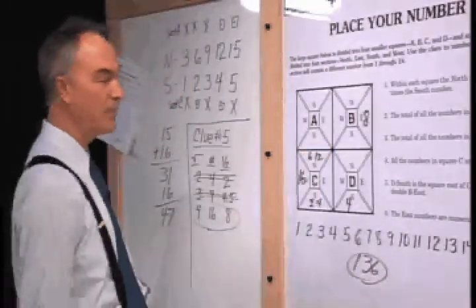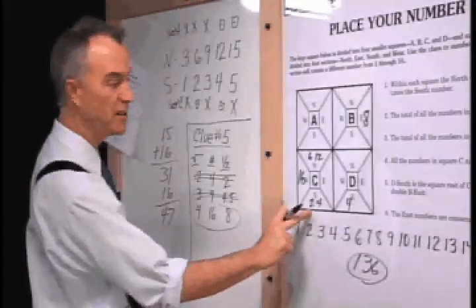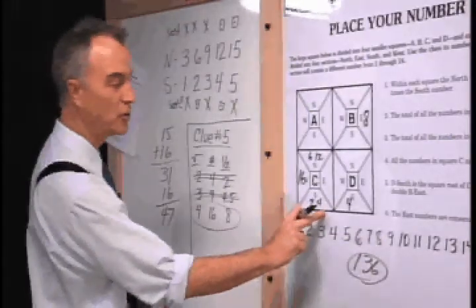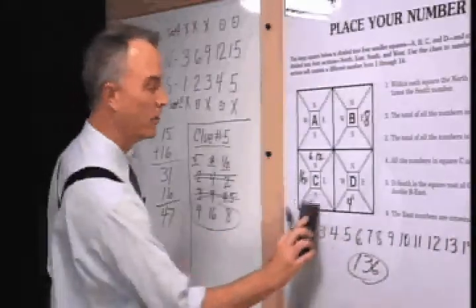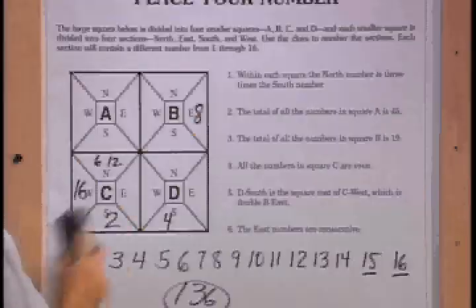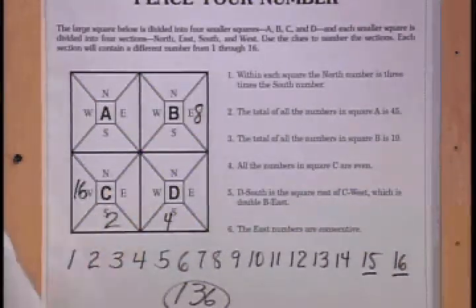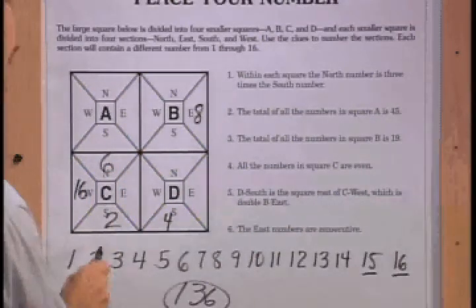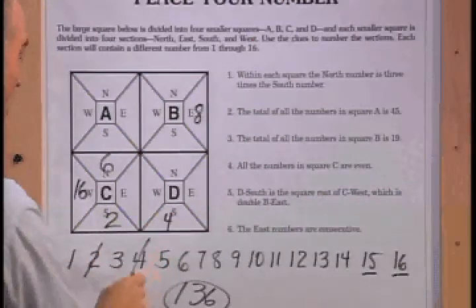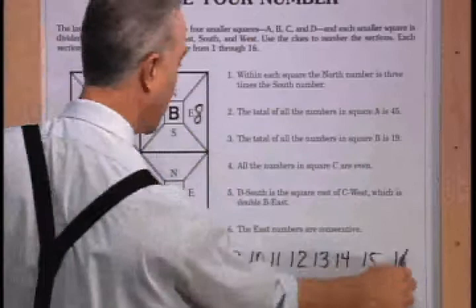What does that mean? Well, because we have now placed the 4 here, previously in C south we determined that it had to be either 2 or 4. 4 has been used, leaving 2. And we said that C north is 3 times C south, leaves 6. Let's quickly cross off the numbers that we've used. We've used 2, 4, 6, 8, and 16.